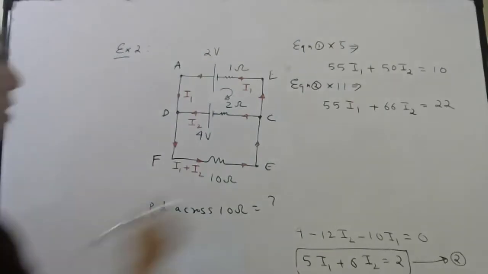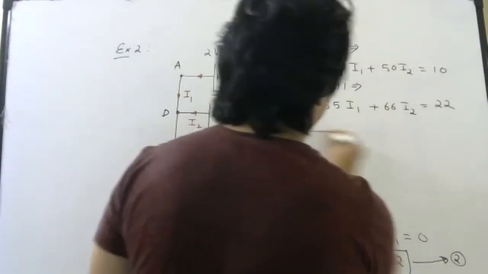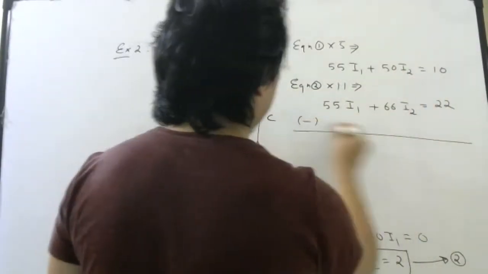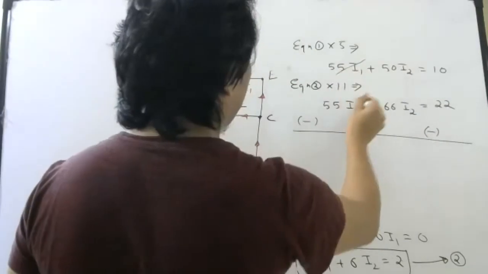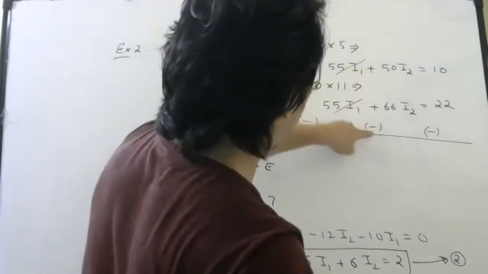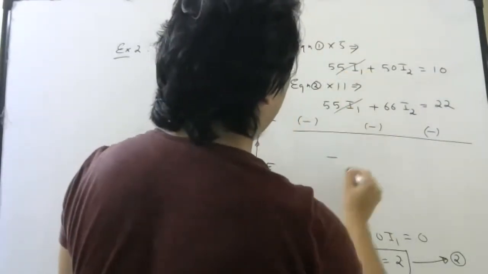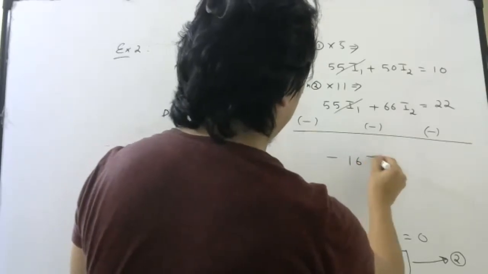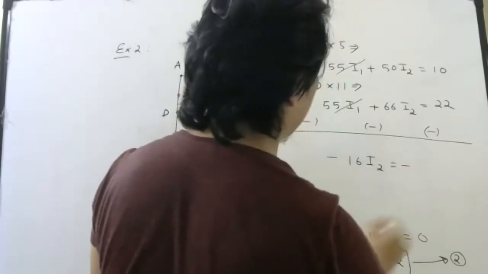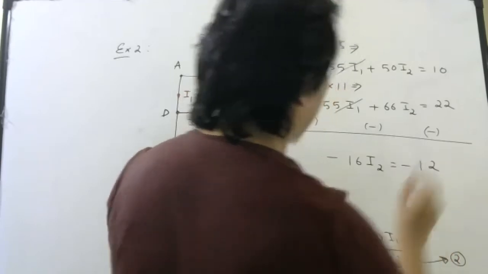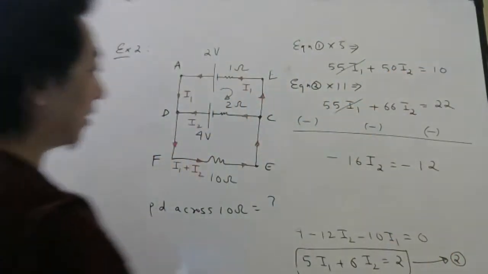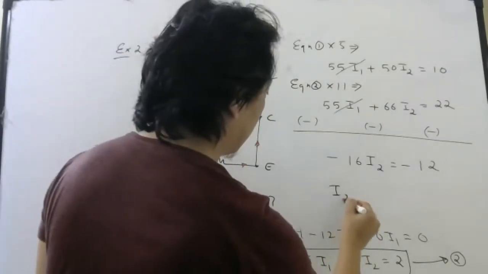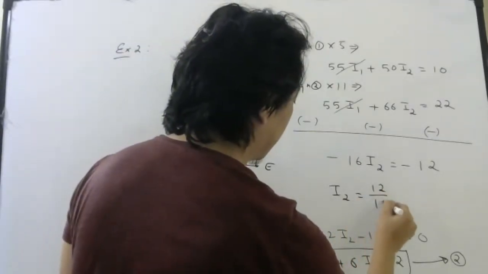So then you have to simplify. If you subtract these 2 equations, minus, minus, minus, what will happen? These 2 will cancel. So 15 minus 66 will be minus 16I2 equal to minus 12. Right? 10 minus 22 is minus 12. So then I will get I2 equal to 12 by 16.